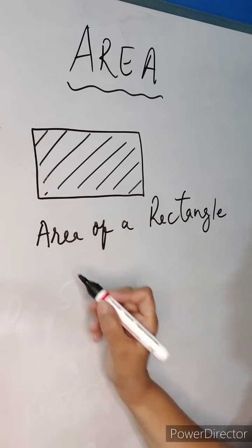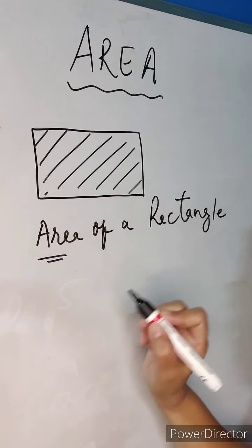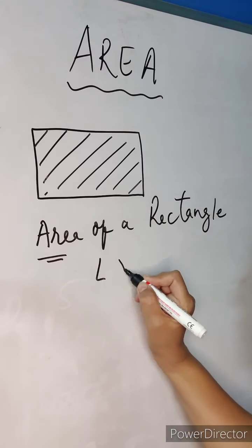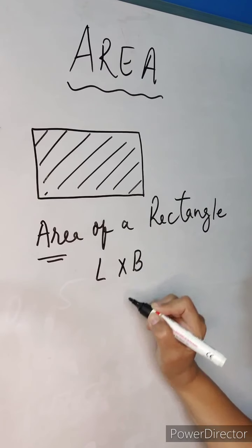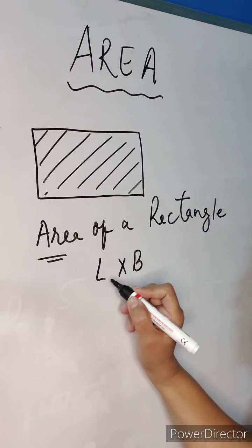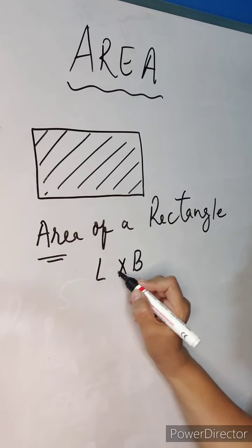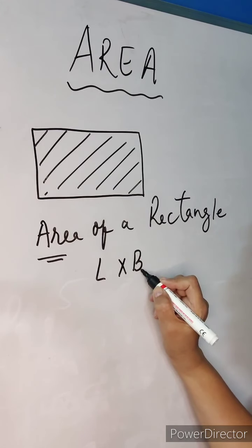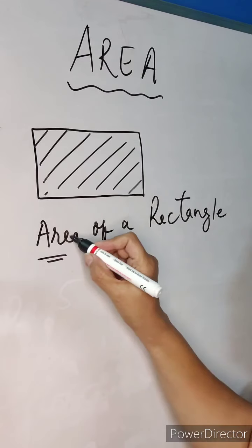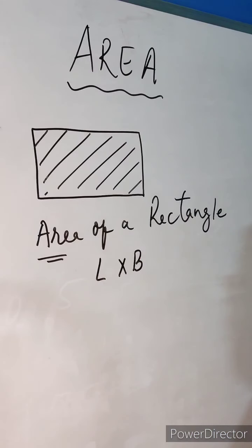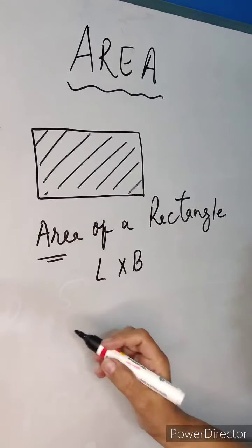The formula for finding out the area of a rectangle is L multiplied by B, where L stands for length and B stands for breadth. So length is multiplied by breadth gives us the area of a rectangle. Let us take an example.